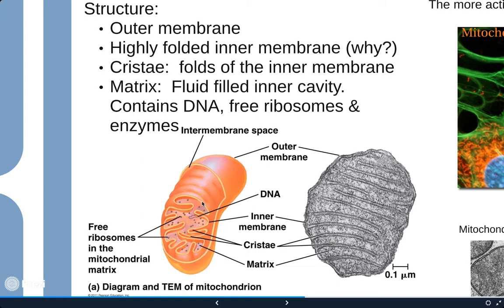The matrix is the liquid that's on the inside of the folds, and it contains DNA, which is crazy. Did you hear that? It contains DNA, and it has free ribosomes and enzymes in it. The DNA is a hint at why we think that mitochondria are actually endosymbionts, and I'll get to that in just a minute, so that they came from somewhere other than our own cells.